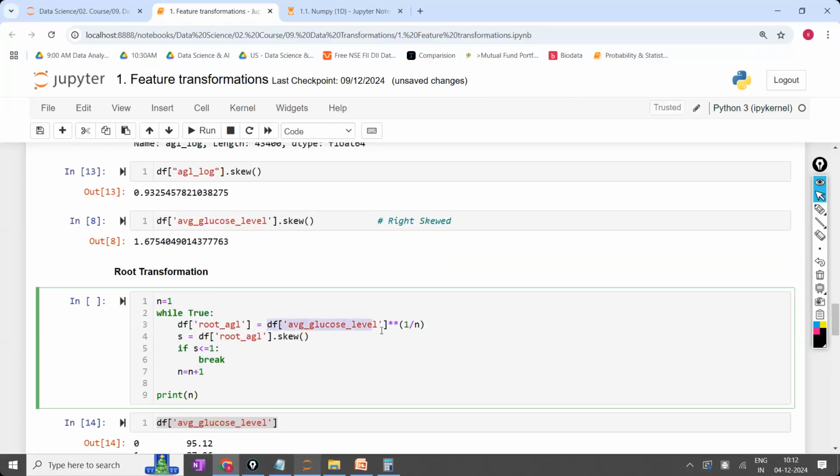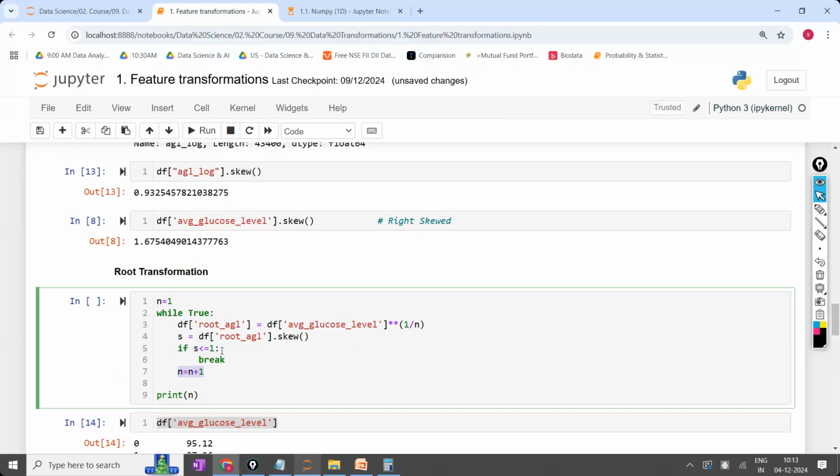So here I'm going to take the average glucose level power 1 by n, where the n value starts from 1, and I'm going to increase it every time by plus 1. First, what is it going to take? First it will calculate power 1 and the skewness value, and the skewness value I'm going to store in S. If S is less than or equal to 1, it has to break. No, S is equal to 2.